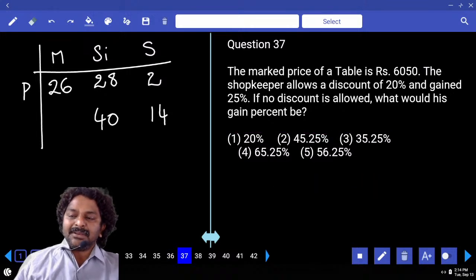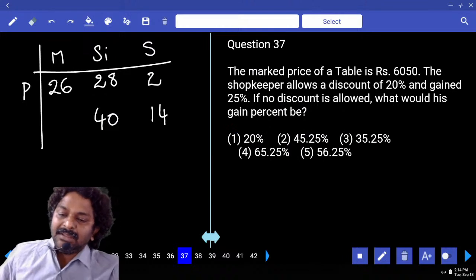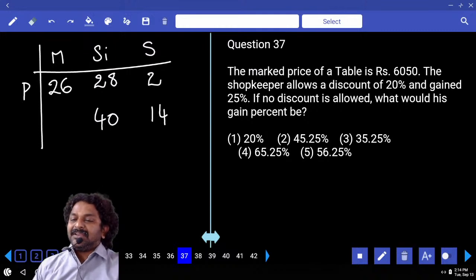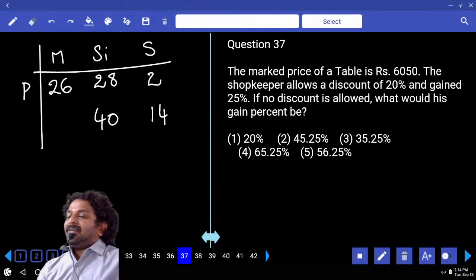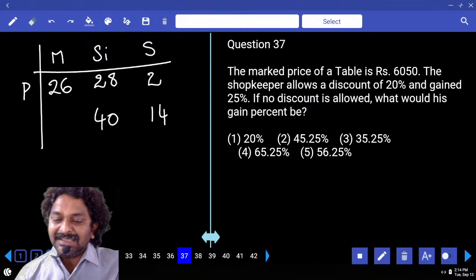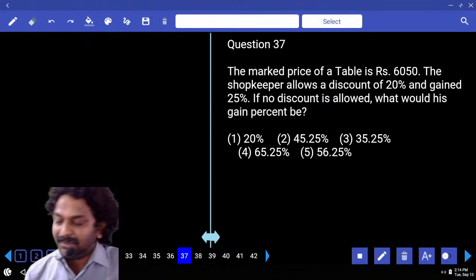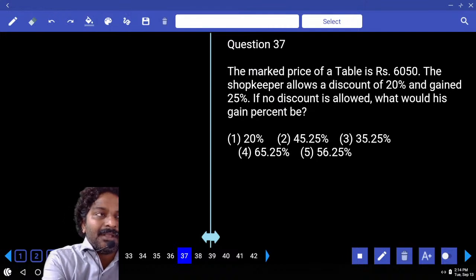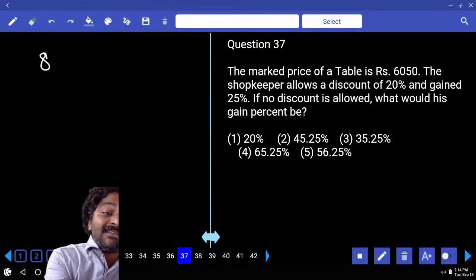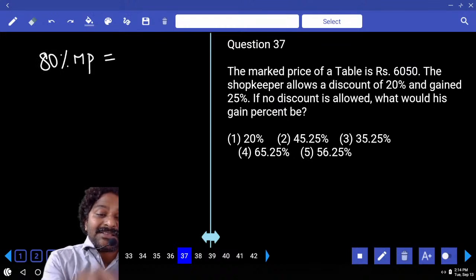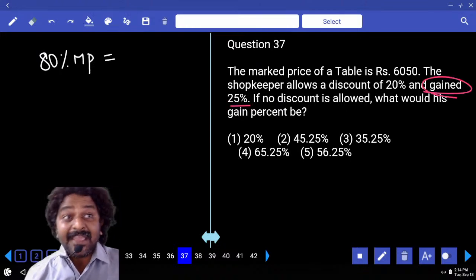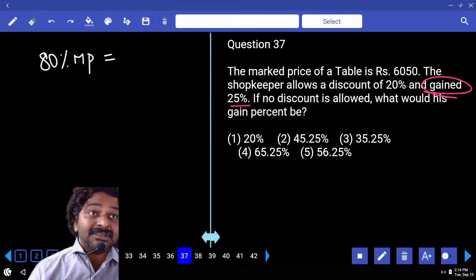The market price of a table is 6050. The shopkeeper allows a discount of 20% and gains 25%. If no discount is allowed, what would be his gain percentage? Right. Now, how much discount is offered? Then he will sell the item at 80% of the market price. Correct? And what is made in that case? Gain, that is profit. How much?